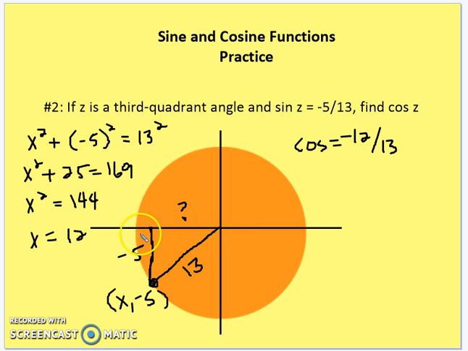All right, so I'm going to draw my angle, -5 for y, 13 for the hypotenuse. I can figure out that the value for x is going to be 12. Again, using the Pythagorean theorem, I know that the x value squared plus y value squared is equal to the hypotenuse squared. X squared plus 25 is 169. X squared is equal to 144. X ends up being equal to -12 in this case. So cosine ends up being -12 over 13.